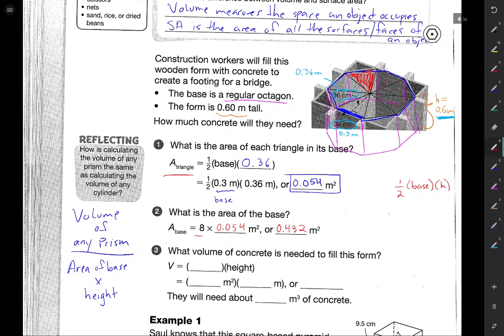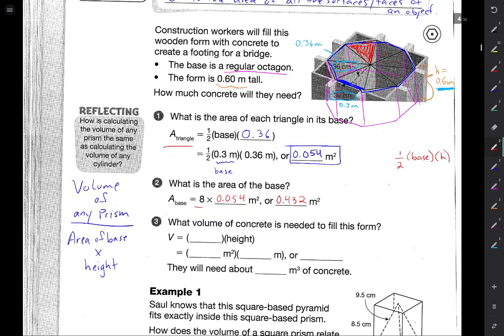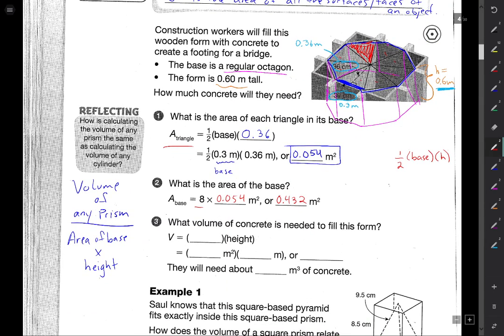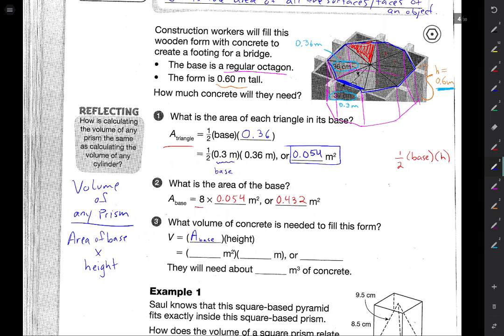Now that we have the area of the base, it's super easy for us to find the volume of the entire object, the entire prism. What we're going to do is the area of the base times the height. So over here, let's put area of base, and I'm going to write it like this: a big A with a subscript base. That means area of base times the height.